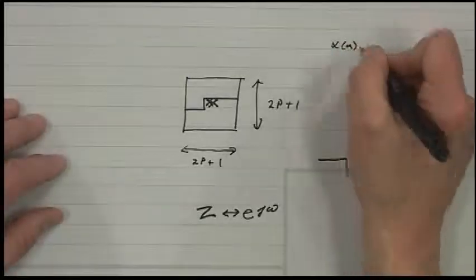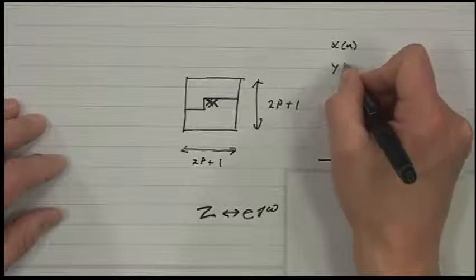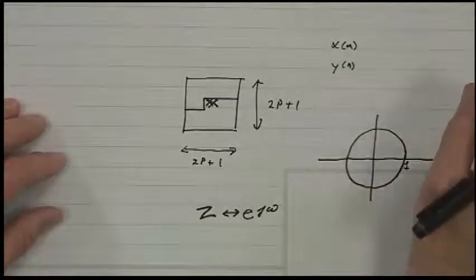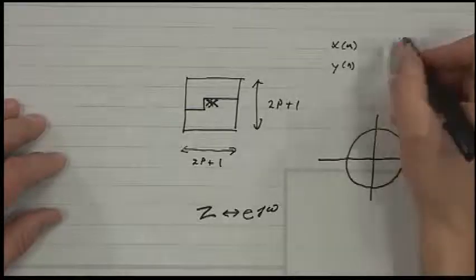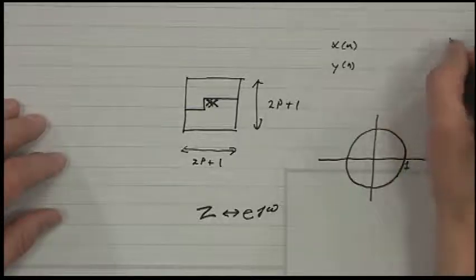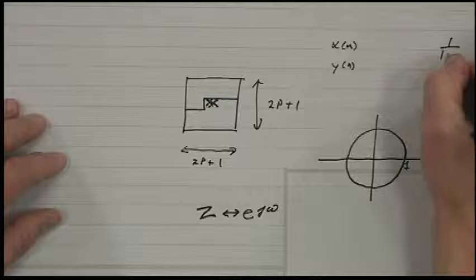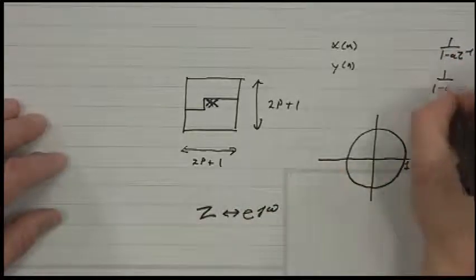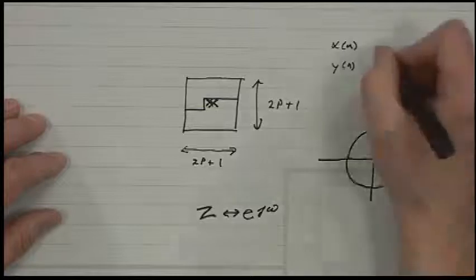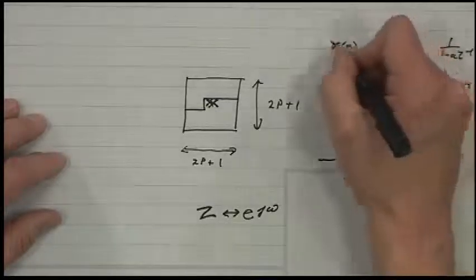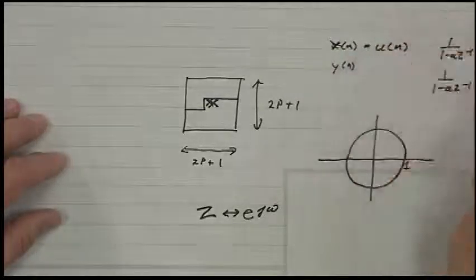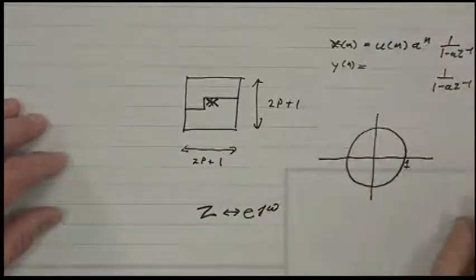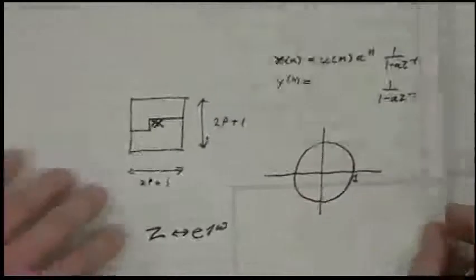You can have x of n and y of n, and x of n and y of n can have the same z transform. Okay, so they could both have the z transform, say, 1 over 1 minus a z inverse, and this one would be equal to x of n, say u of n times a to the n, and this will be something else, and I'm afraid to write it down because I'd have to write it down out of memory and I'll end up getting it wrong.